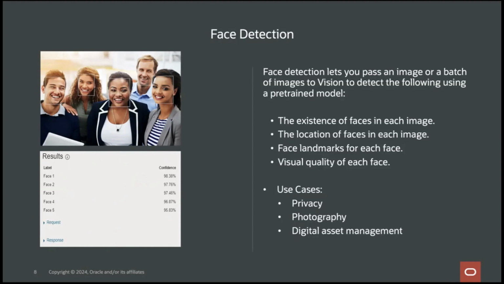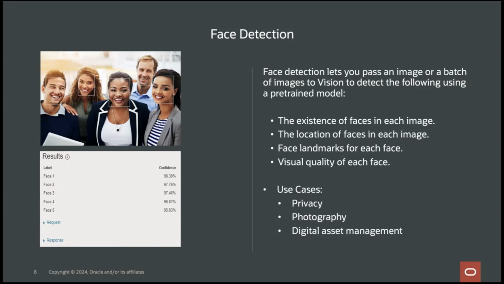So it'll find the left eye, the right eye, the tip of the nose, as well as the smile or the end of the lips of that specific person that we have found in that image. It will also assign a score of how good that image is in terms of visual quality.